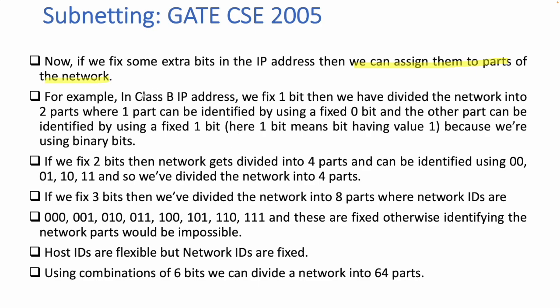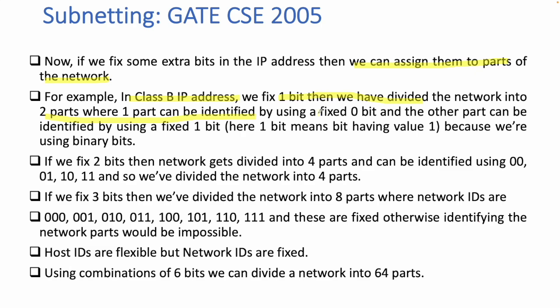For example, in a Class B IP address, we fix 1 bit from the host ID part because network bits are fixed. You can't change the network bits because that will change the destination of your packet. If the network ID is changed, then your packet will go to some other network, because it might be assigned to some other place or computer. So if we fix 1 bit out of the host part, then the network gets divided into two parts.